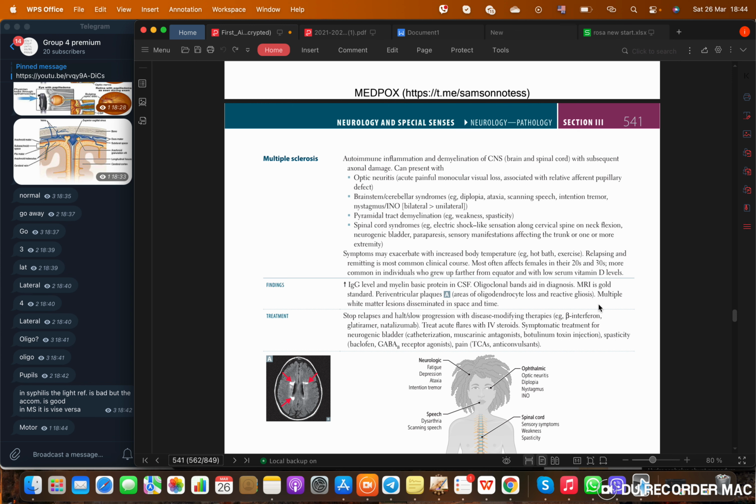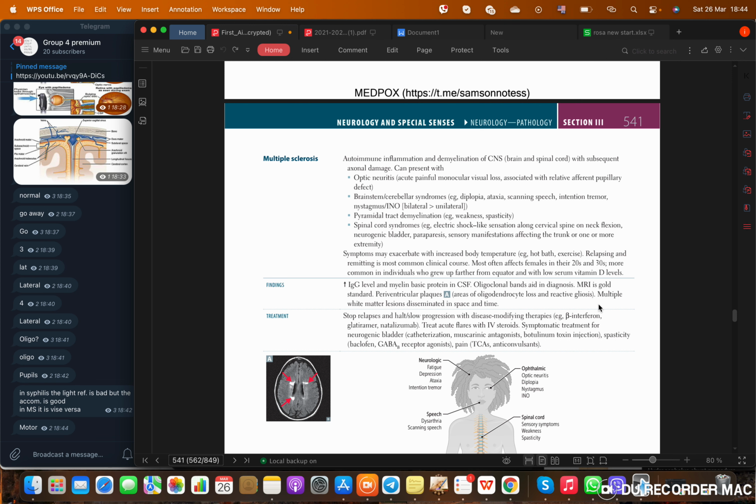We are speaking about motor stuff, absolutely, which is the corticospinal and the corticobulbar tracts, basically. So the patient will have weakness and spasticity because it's an upper motor neuron lesion. Spinal cord syndrome, they will have an electrical shock-like sensation along the cervical spine and neck flexion. Pretty interesting. Neurogenic bladder can occur and paraparesis, sensory manifestation affecting the trunk and one or more extremity. All of the symptoms will be upper motor neuron symptoms.